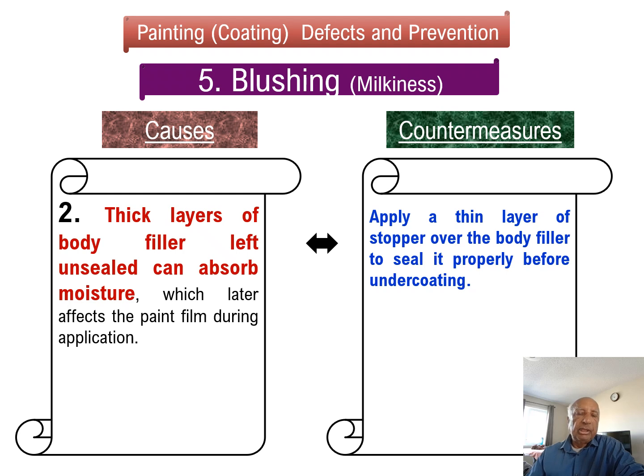Number two, thick layer of body filler left unsealed can absorb moisture, which later affects the paint film during application. The recommended countermeasure is apply a thin layer of stopper over body filler to seal it properly before undercoating.